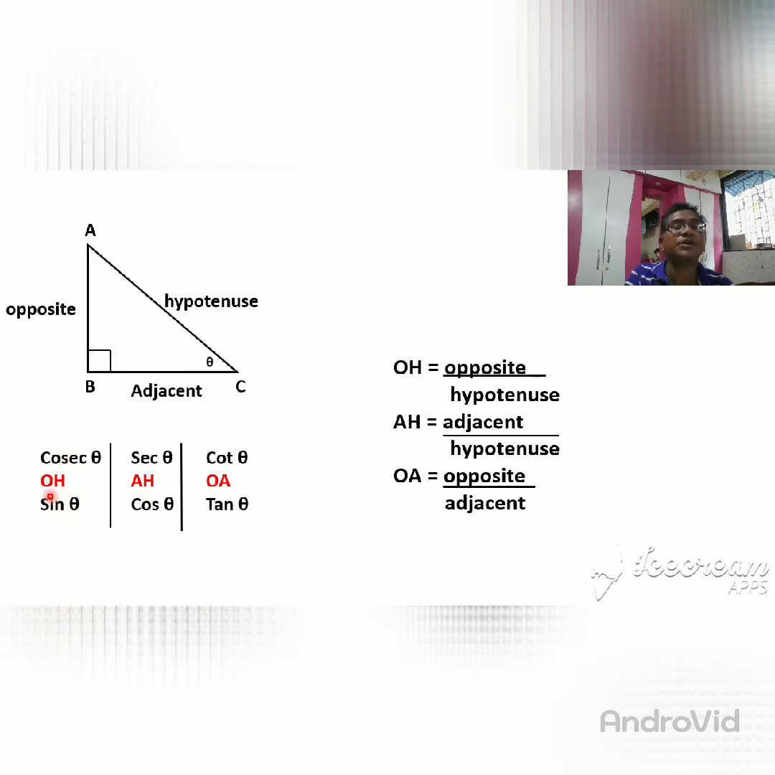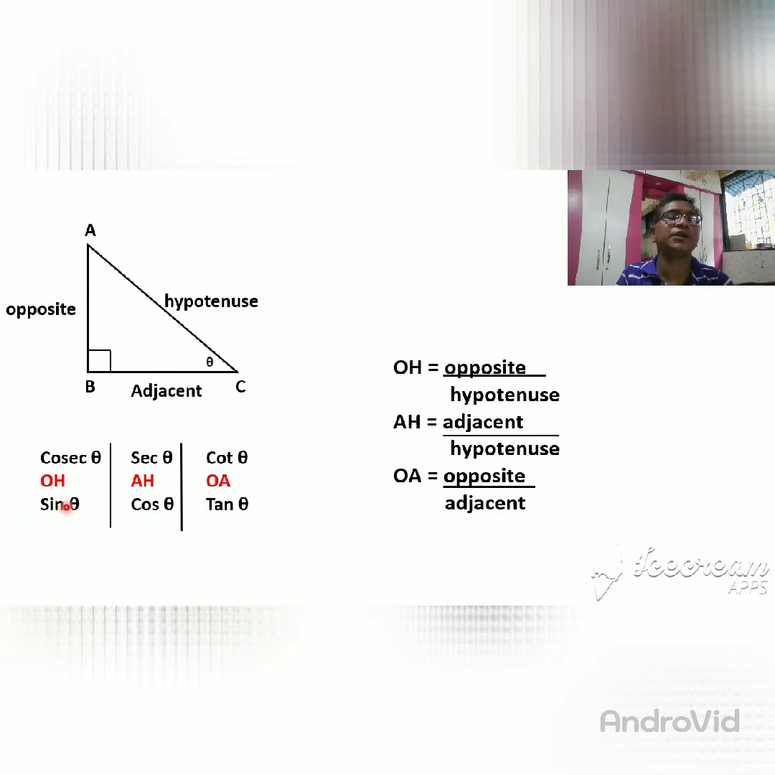Same condition is here. Then cos theta is equal to 1 upon sec theta. This is the cos theta. So cos theta is equal to 1 upon sec theta. Then sec theta is equal to 1 upon cos theta. Then tan theta is equal to 1 upon cot theta. Then cot theta is equal to 1 upon tan theta. It is very simple with the help of these diagrams.